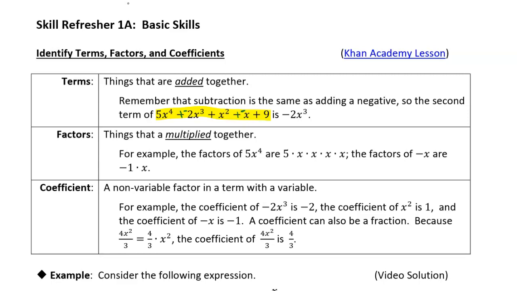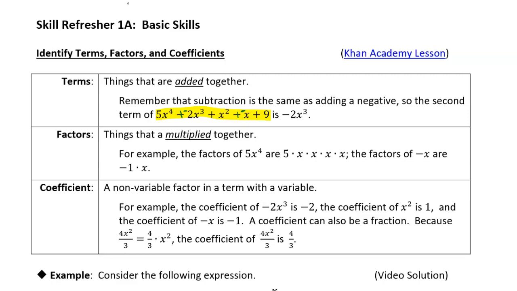All right, so terms are things that are added together. But remember that we can change subtraction into addition. And so the negative is included in the term. All right, factors. Factors are things that are multiplied together.